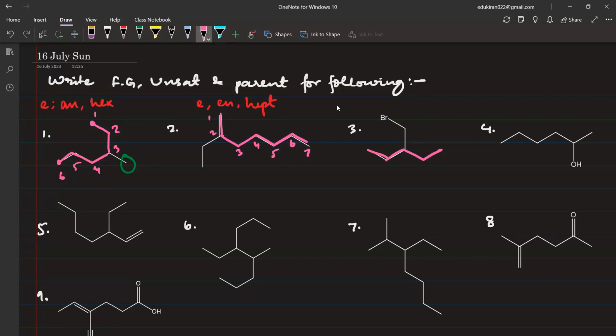Let's see, you have to write pent, very good. Rabia has done it correctly. Mariam has written but. So please understand that.